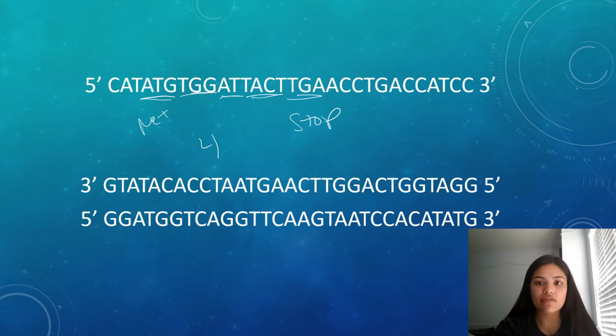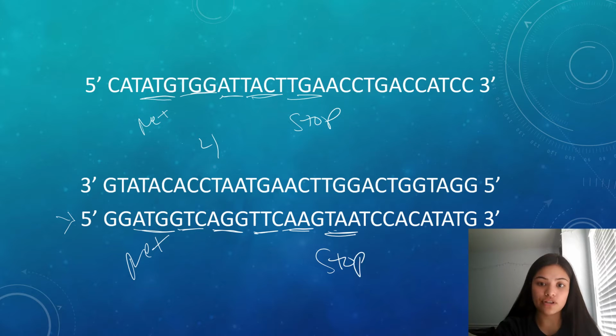The second one was given 3' to 5', so I flipped it here on the bottom so we can read it right, and that starts with ATG, that's Met here, and then you have GTC, AGG, TTC, AAG, and then TAA, which is a stop codon, which is UAA. So here you have 5, which is the one we're looking for here.